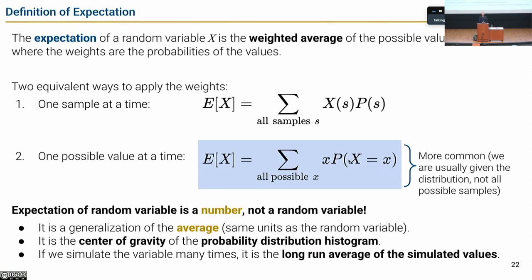Repeat this again. Expectation of a random variable is a number, not a variable. It is a generalization of the average. It gives us the center of gravity of that distribution function. And if we simulate a variable many times, and we'll come back to this, the long-run average of those simulations should converge to this expectation. So when we can't compute these expectations because the models are too complicated, we can often simulate and then take the average.